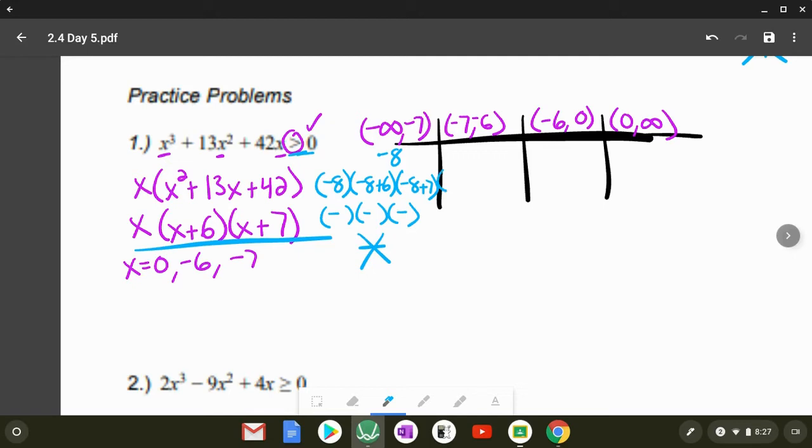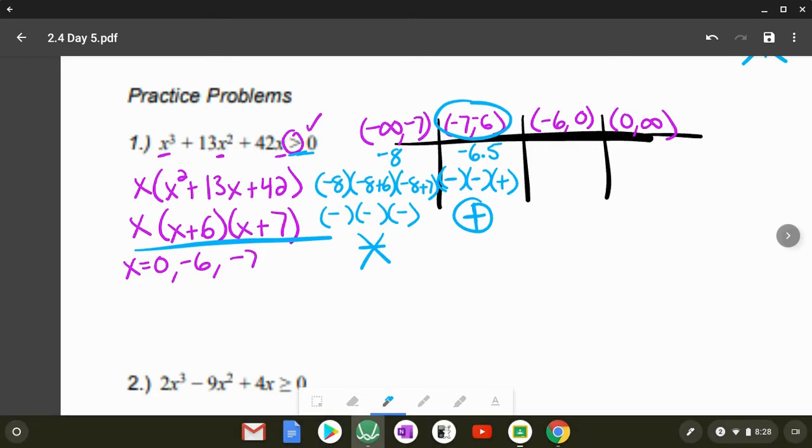Now, for the next section, we've got to find a number between negative 7 and negative 6. Negative 6.5 would fall in that range. Again, using the factored form, we can find this a lot easier. I have my three sections. Negative 6.5 for x would be a negative number. Negative 6.5 plus 6 would be another negative. And then negative 6.5 plus 7 would be a positive 0.5. This time a negative times a positive would be a positive number. So this would be in my solution set.